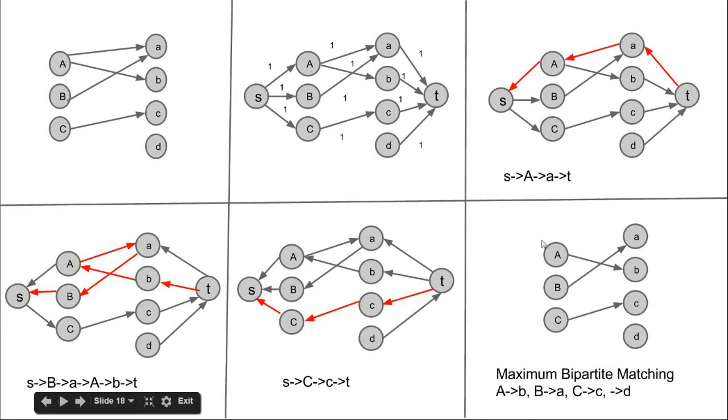This is one particular bipartite matching, depending on which augmenting path we selected. The total maximum matching will be the same, but which of these edges will be matched depends on which augmenting path we select.